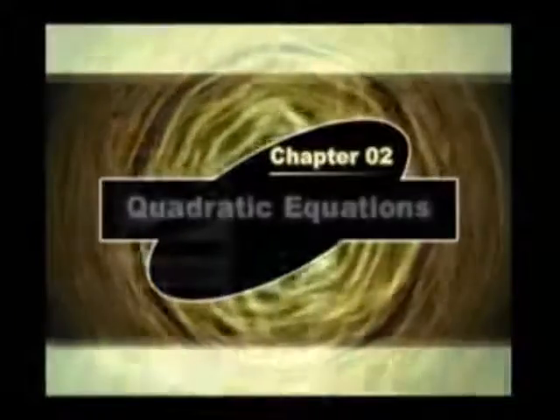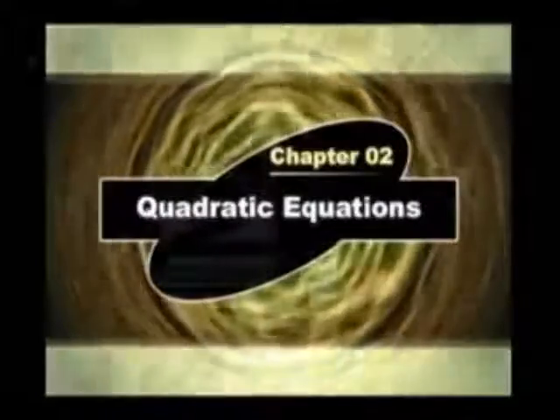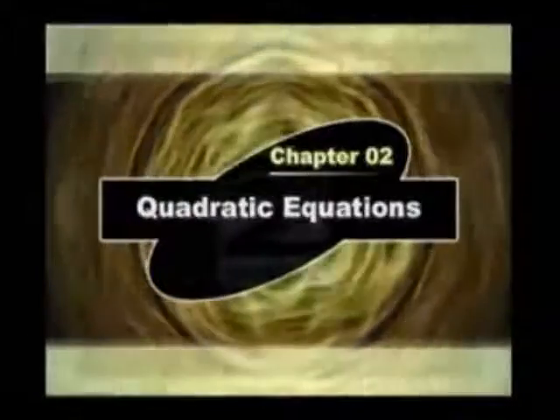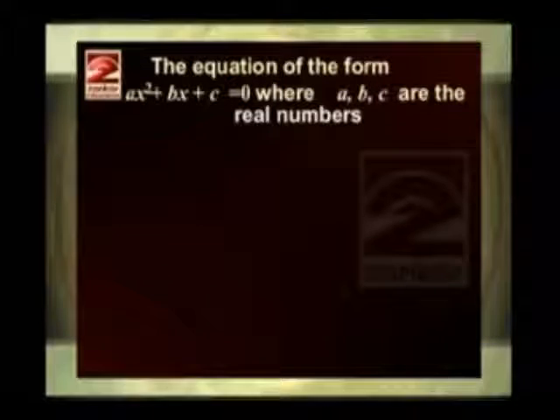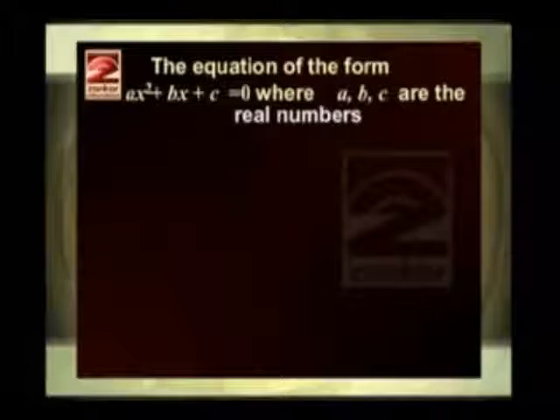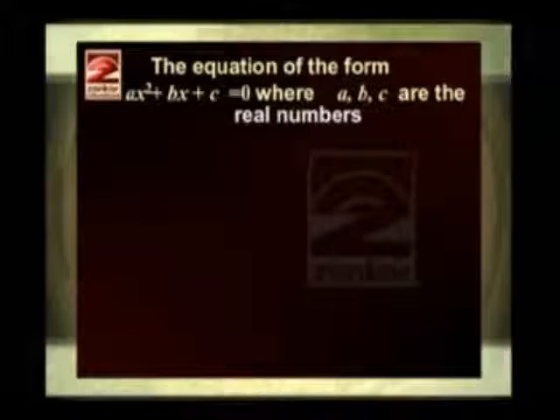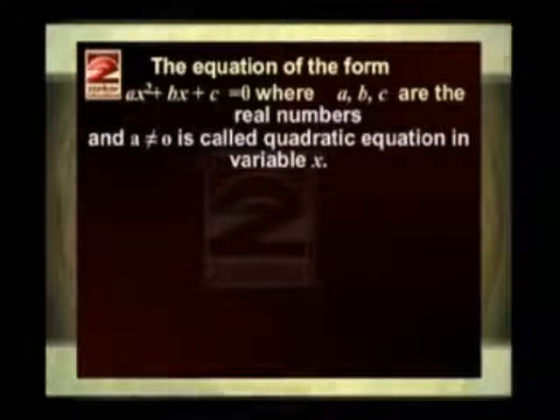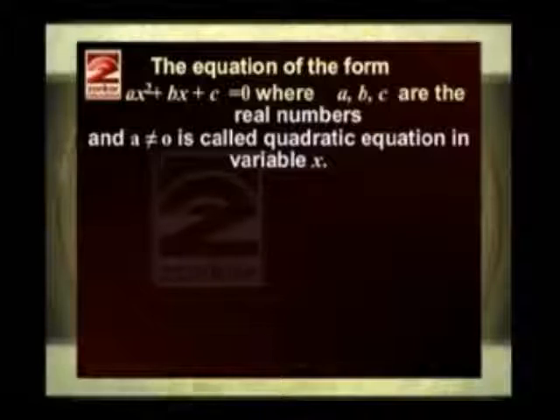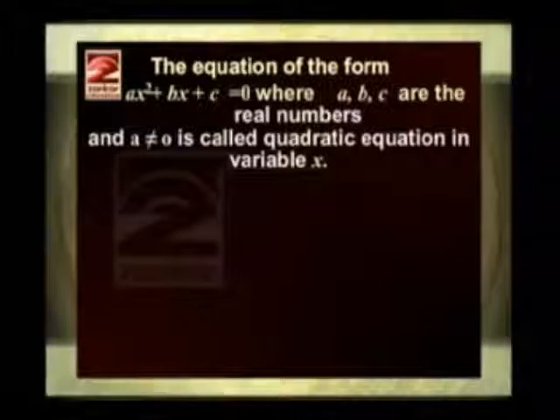Chapter 2. Quadratic equations. The equation of the form ax square plus bx plus c is equal to 0, where a, b, c are the real numbers and a is not equal to 0, is called quadratic equation in variable x.